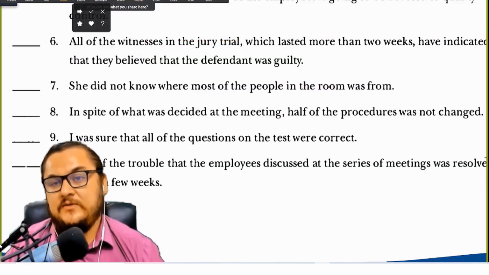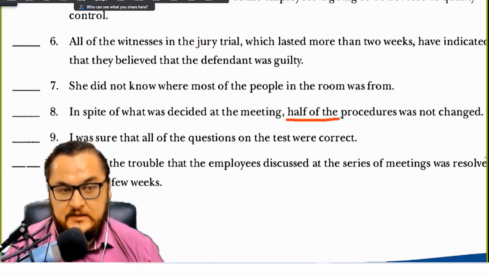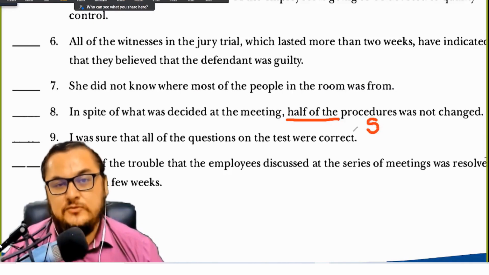We move on to the next sentence. And what did we find? Half of the has to do with the fact that procedures is the true subject of the sentence, and was is singular.